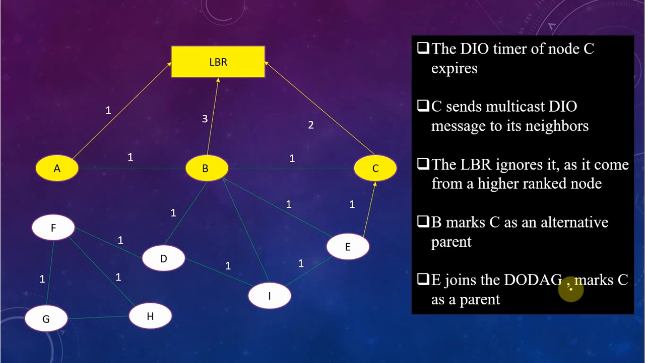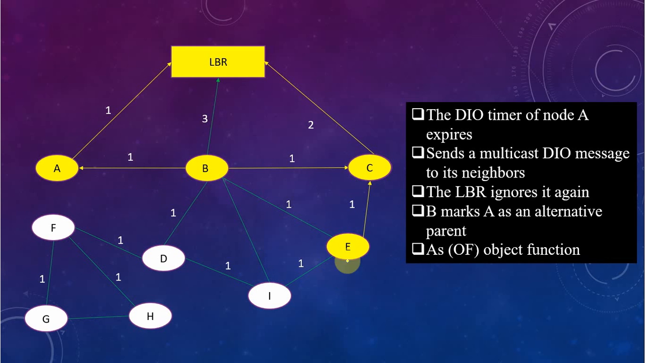Then E joins the DODAG and marks C as a parent. As you can see, E is in a higher rank position compared to C, so E has an opportunity to connect with the LBR through C. So it will connect to C and mark C as a parent. Now E has got connected to the DODAG. As you can see, the color of E has changed, which indicates E is connected to the DODAG now.